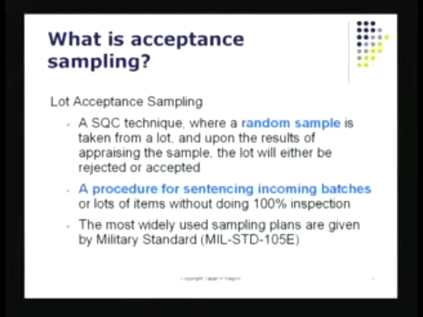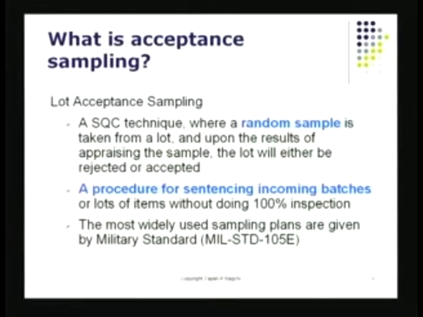So we'll take a few samples out of them, and on the basis of inspecting this sample, we'll decide whether to accept that full lot that I have or to reject the lot. That's what the idea is. One of the most widely used sampling plans is provided by the military, and that is called the MIL-STD 105E. That is a sampling plan that is utilized by the military, and it basically talks about sampling the lot, and then on the basis of some rules which are provided by the MIL-STD 105E plan, sentence the lot to be acceptable or not acceptable.